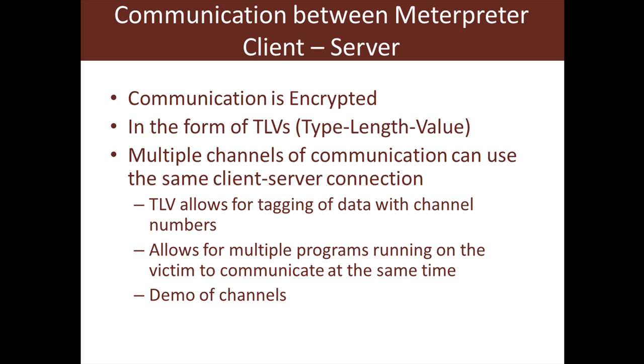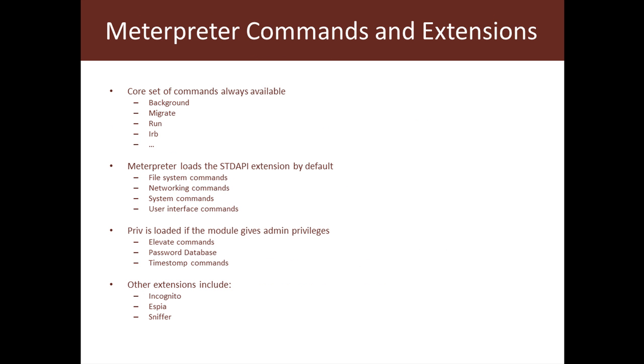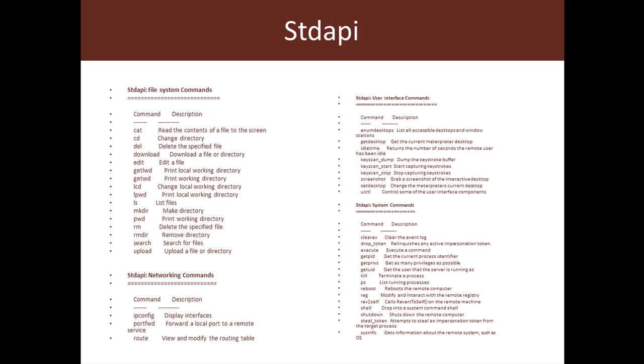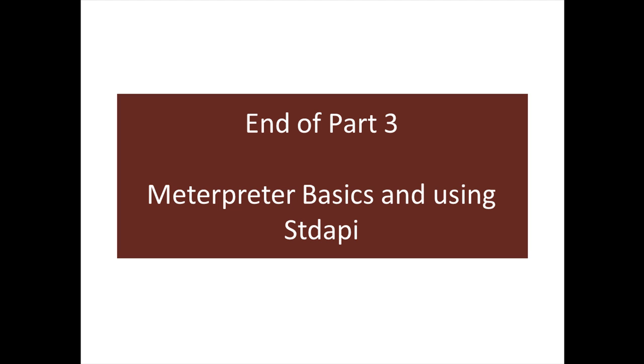So going back to our presentation, well, Meterpreter has multiple commands and extensions available, and we had a look at some of the core commands, and also we looked at STD API and the different file system, networking system commands it made available. The priv module was also loaded, but we did not have a look at exactly what the module offers. Other extensions are also there, which we will look at in a while. Right, so STD API, quick recap of all the different commands.